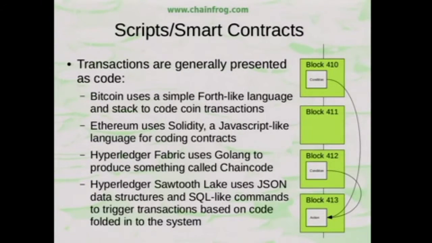And Sawtooth Lake doesn't use code as such. It uses these data structures and these SQL-like commands, and then the code, they've actually written the code for you in Sawtooth Lake itself, and this is called Marketplace. They've kind of tried to abstract it back one layer so that you don't have to be a programmer to generate smart contracts.